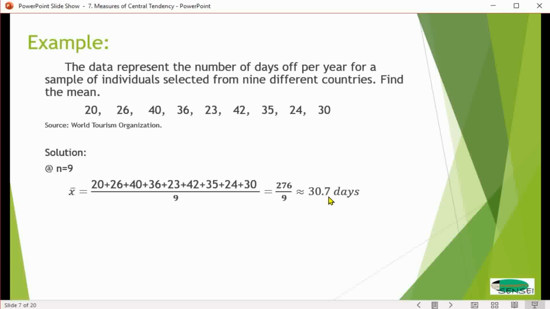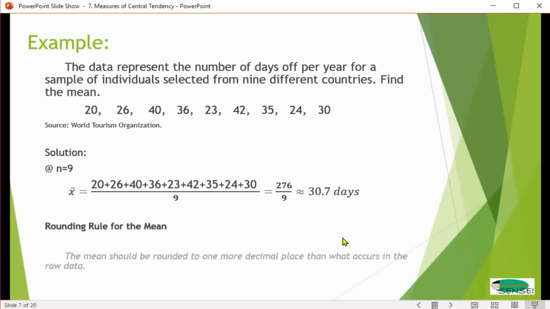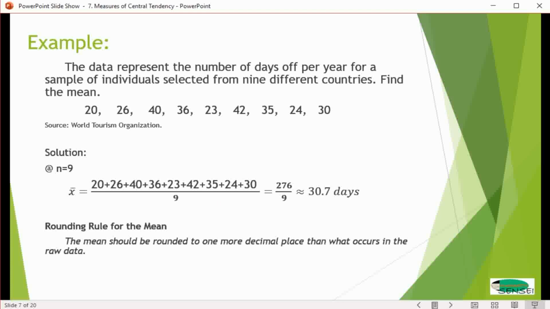Notice here, yung 30.7, we can have more than 7. However, the rounding principle for mean is that we add one more decimal place in comparison to our raw data. So notice the data we have do not have any decimal values. Hence, our final answer will reflect one decimal value only.